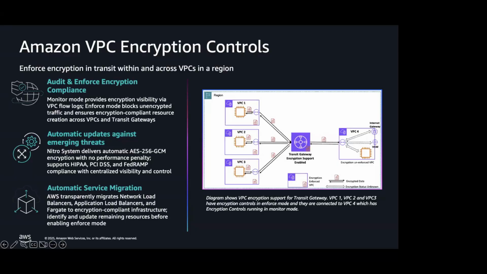Once you've made all the changes you want to make to close the gaps, you then switch into enforce mode, which essentially will not permit any unencrypted data in transit through your VPC. So it gives you a way to prove to your auditors that you're meeting all the compliance requirements, and to ensure that you're secure.